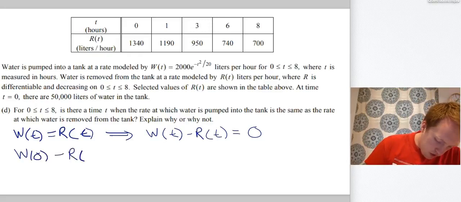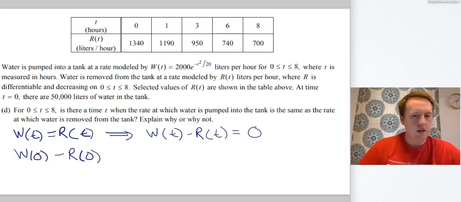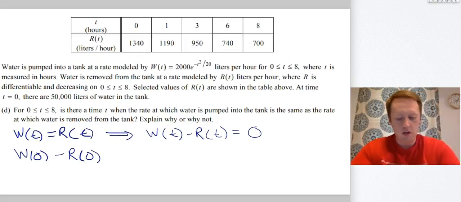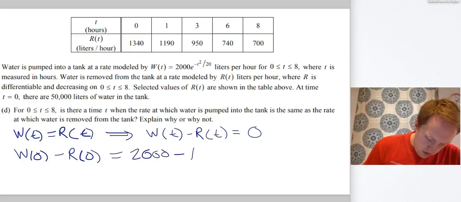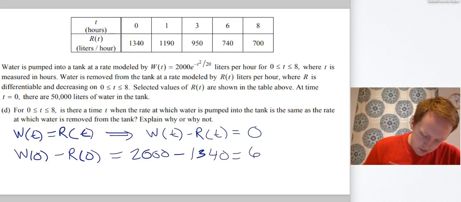Let's see, what is W of 0 minus R of 0? Well, W of 0, let me go into my calculator real quick. 2,000 times e to the 0. Oh, well, that's 2,000, right? So that's 2,000 minus 1340, which is equal to 660.